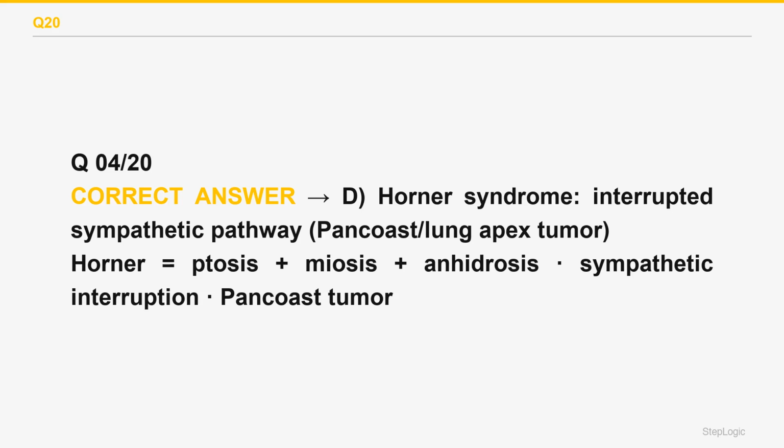The triad is the signature. Remember, PAM is Horner: ptosis, anhidrosis, miosis from a Horner lesion. The sympathetic pathway is a 3-neuron chain, hypothalamus to spinal cord, to the sympathetic chain stellate ganglion, to the eye, and a lesion anywhere along it causes Horner syndrome. Commonly, a Pancoast tumor, carotid dissection, or a brainstem stroke, as in Wallenberg. The ptosis, miosis, and anhidrosis from sympathetic interruption by a lung apex Pancoast tumor is Horner syndrome.